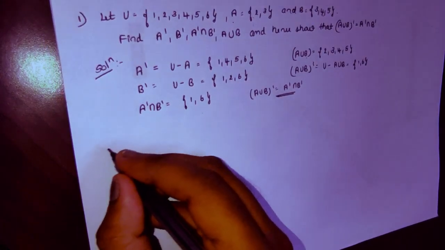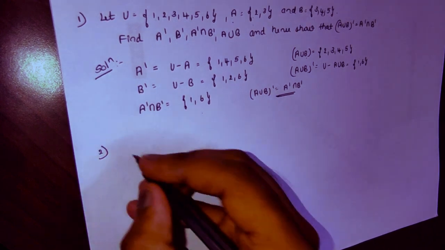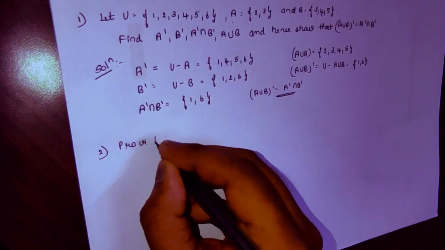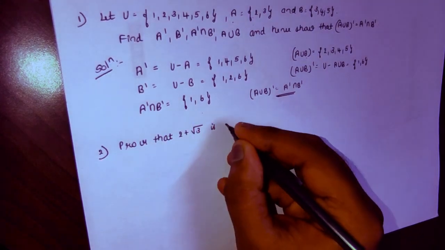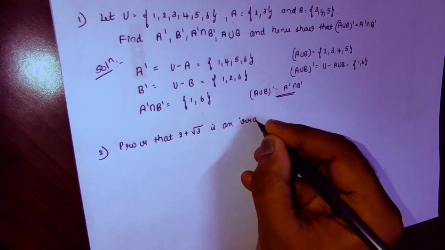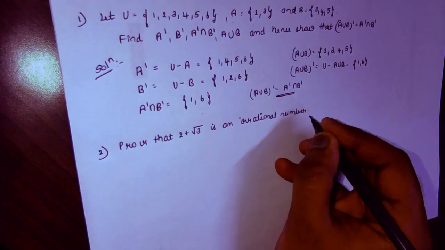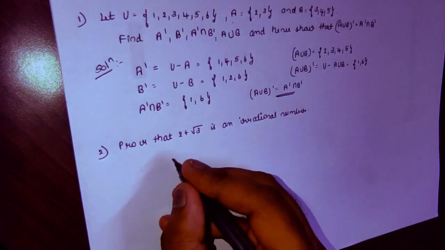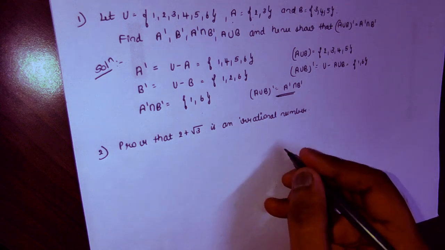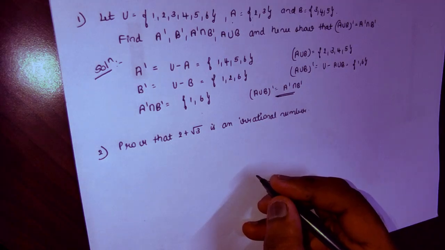Now let us move into the second question. Prove that 2 plus root 3 is an irrational number. This is a proof by contradiction. We have to take the contradiction as an assumption, then prove that it is wrong. By assuming that, we will get that our contradiction is wrong, so we can prove that 2 plus root 3 is an irrational number.